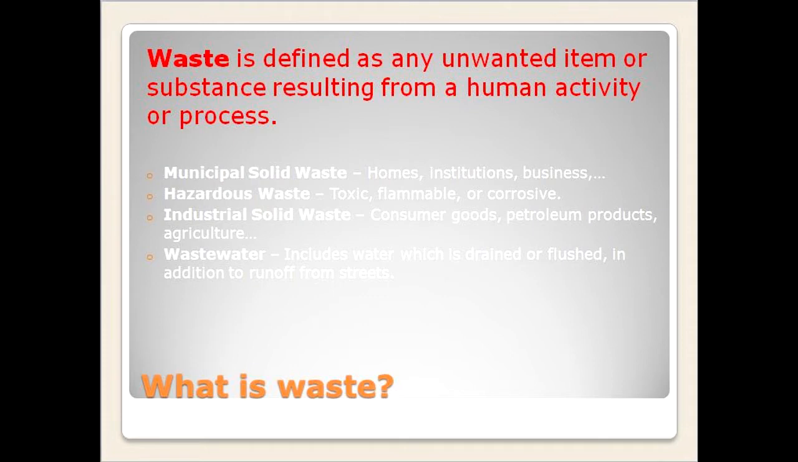Number one is municipal solid waste, coming from homes and businesses. Secondly, hazardous waste, which is toxic and explosive. Industrial solid waste, which includes petroleum products and agriculture waste. And finally, wastewater, which is water drained from streets in the cities or waste from livestock, which can infiltrate the water table, which we will talk about later on.